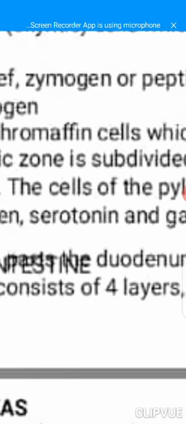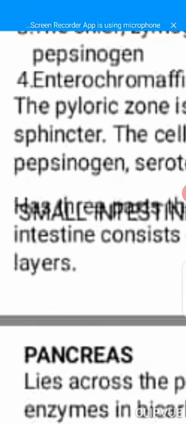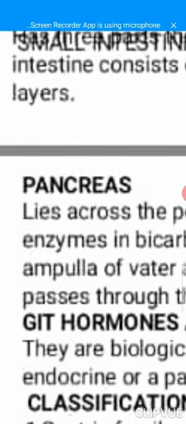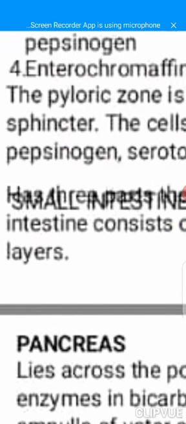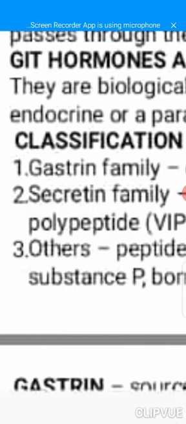These enterochromaffin cells are also very important because they secrete serotonin. They also secrete histamine. This histamine is very important in the production of hydrochloric acid. All right, so now the next thing we should talk about are the GIT hormones.